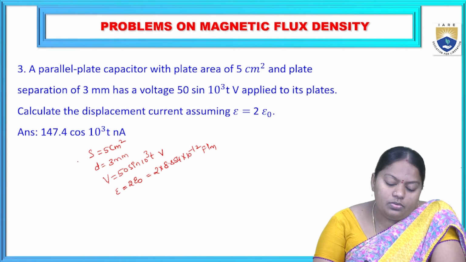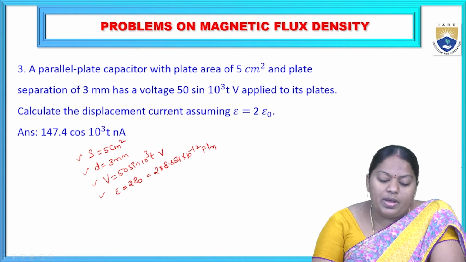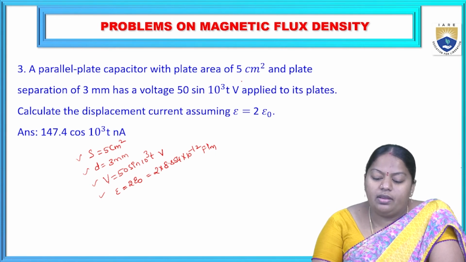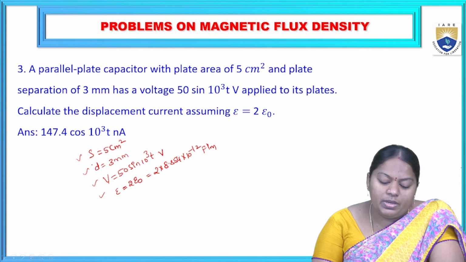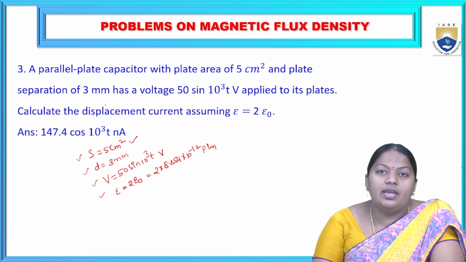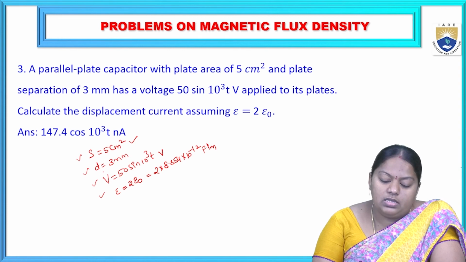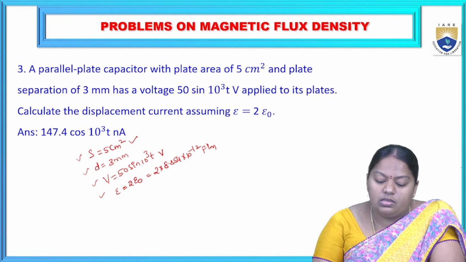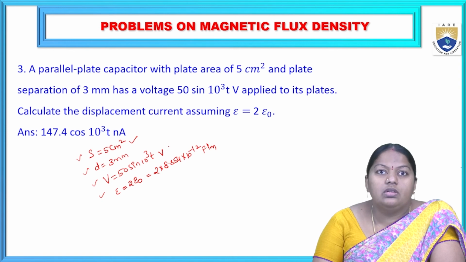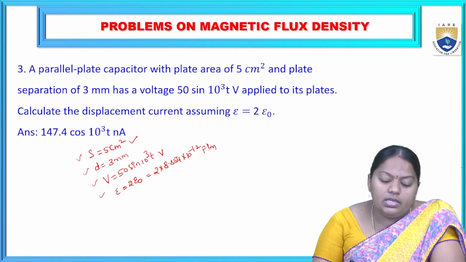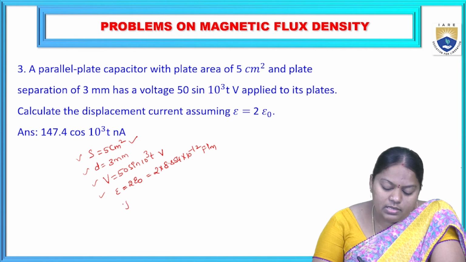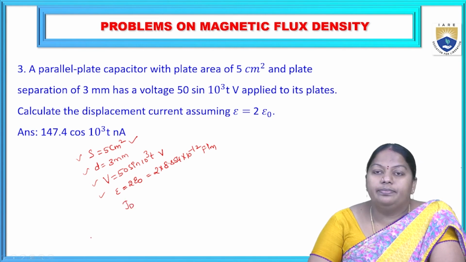First of all, we need to identify the given data from the problem. A parallel plate capacitor with a plate area S of 5 centimeter square and a plate separation d of 3 mm has a voltage V equal to 50 sine 10 cube t volts applied to the parallel plates. We need to calculate the displacement current, so we need to find JD.